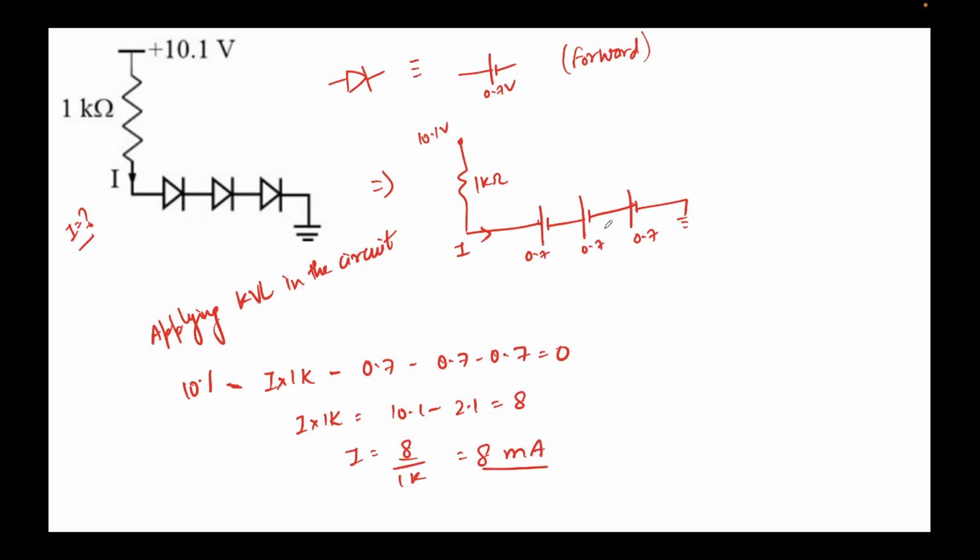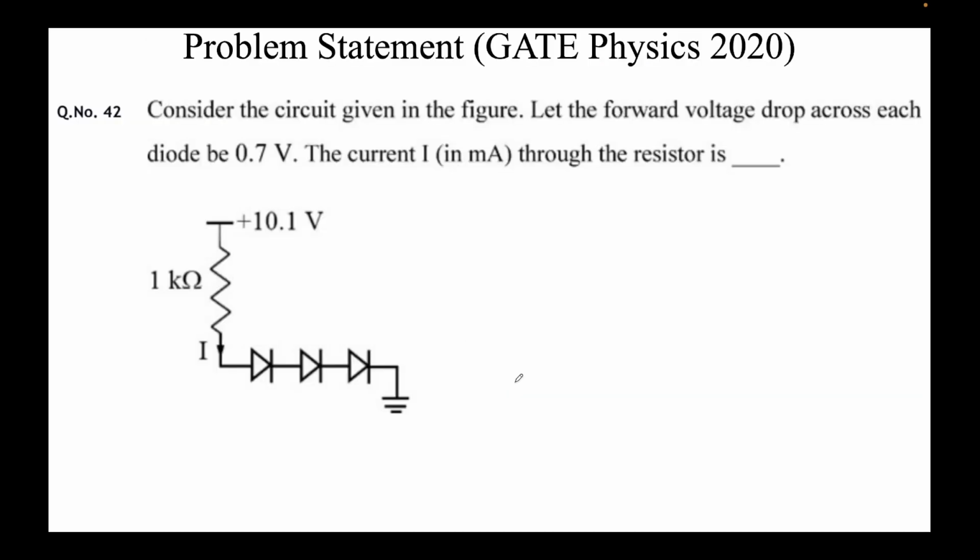Very straightforward. We know that this diode in an ideal condition can be modeled with a voltage source of 0.7 volts, and we did that. In the forward condition, note that in the reverse condition, this is an open circuit, an open switch. We applied KVL and found that the current is simply 8 milliamps. So let's write this current here. The units are milliamps, so we'll write 8, and that would be our answer. Thank you for listening.